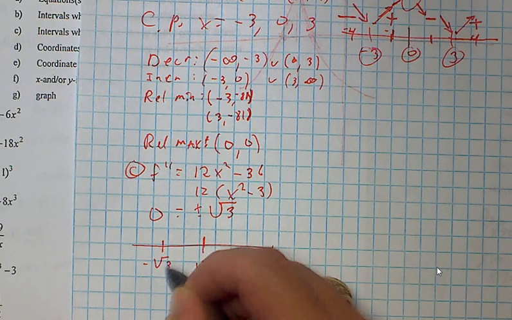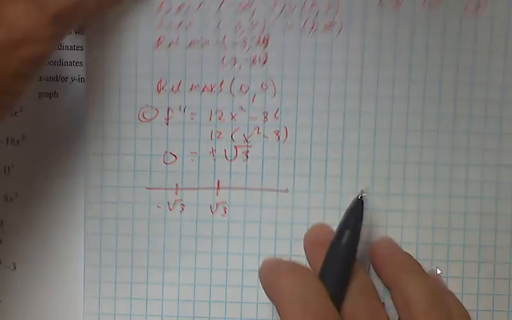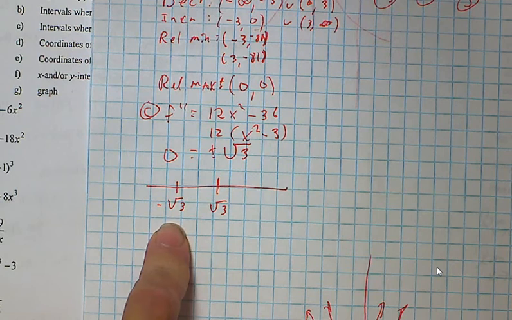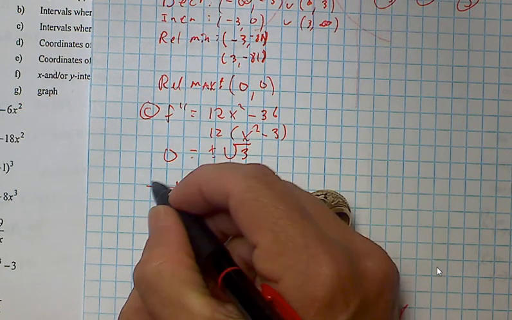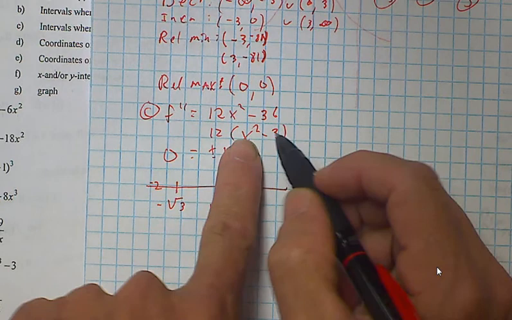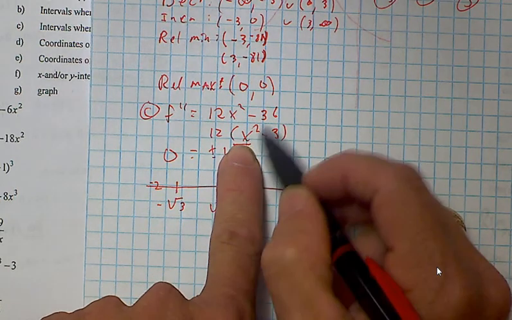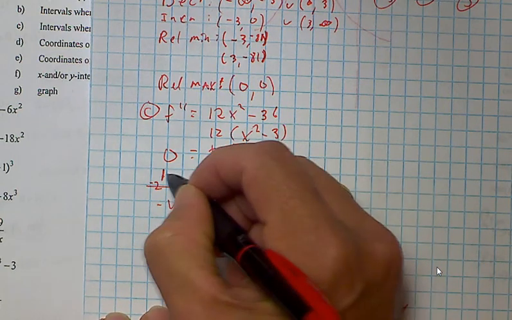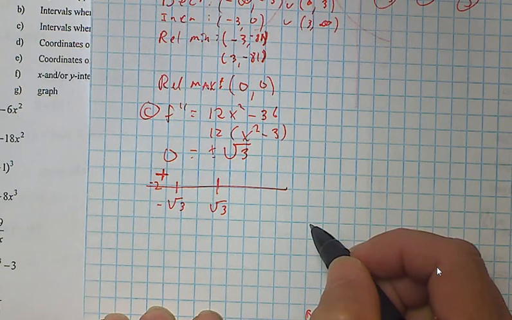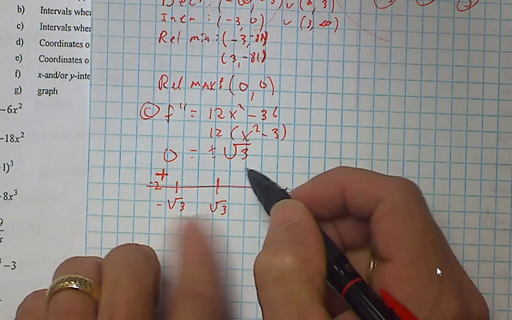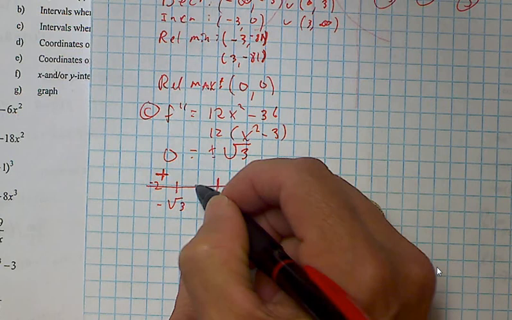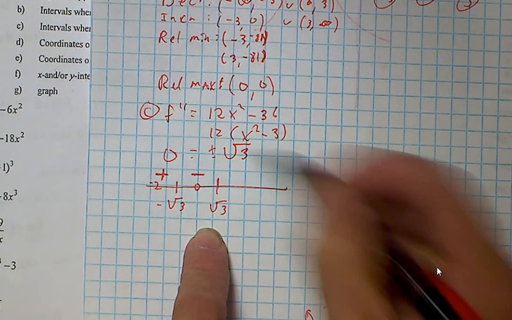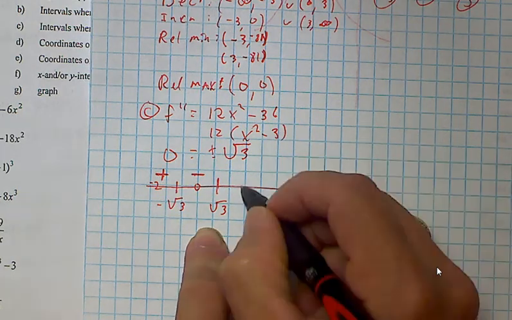A number left of negative square root of 3: negative 2. Plug negative 2 in this, that becomes a positive 4, so all of that is positive. A number between negative square root of 3 and square root of 3? 0. 0 squared, minus 3, that's going to be negative. And a positive 2, positive. So we have 2 points of inflection.